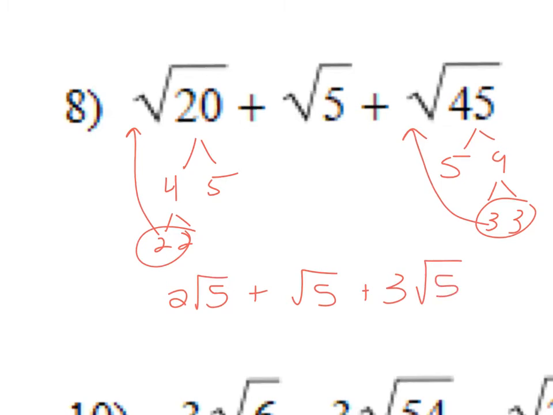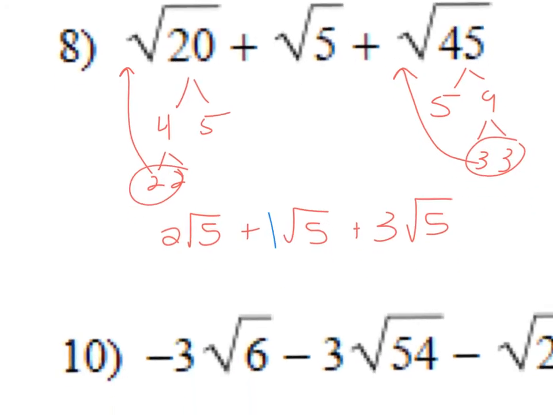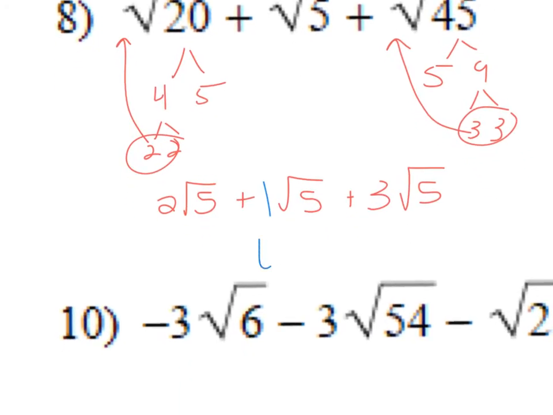Now, since all of these square roots are the same, we can go ahead and add. Just keep in mind that there is a 1 in front here. So 2 plus 1 is 3, plus 3 is 6 root 5.